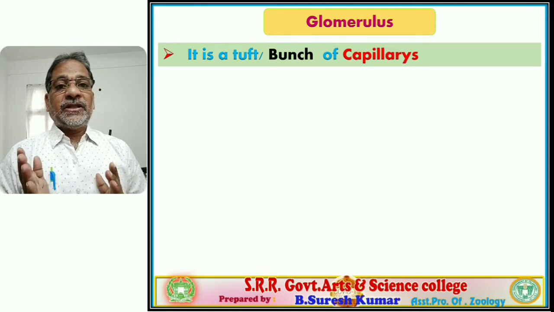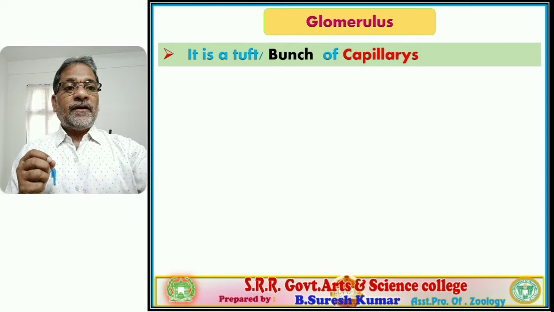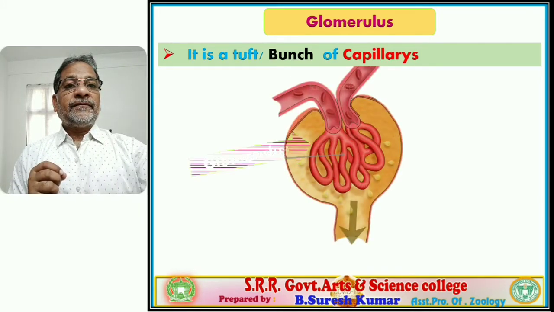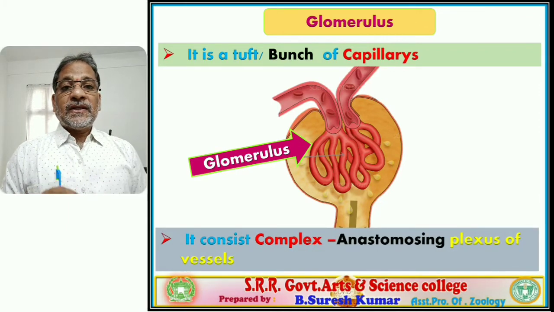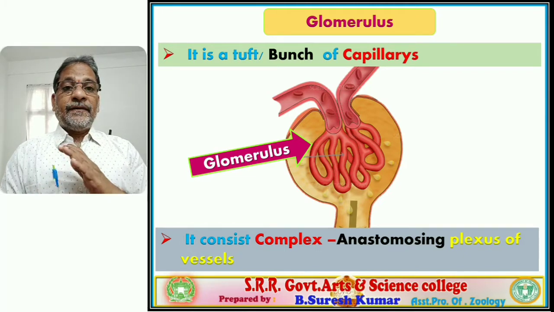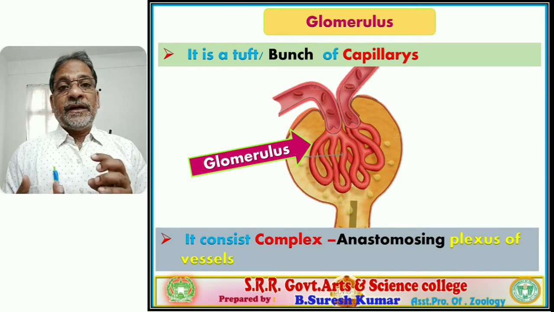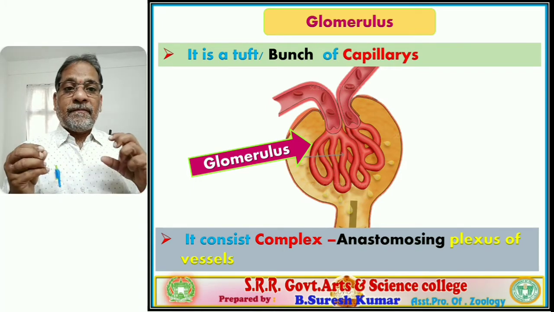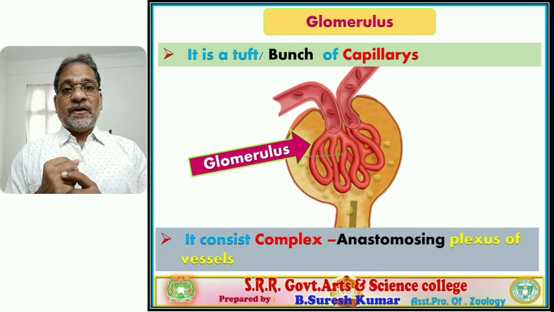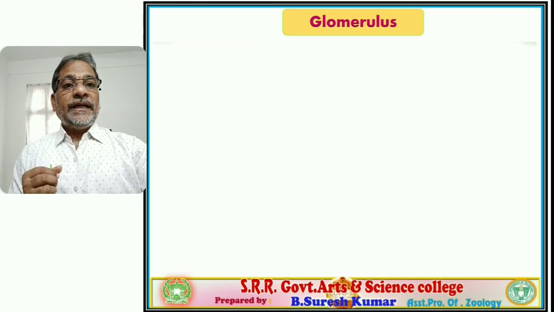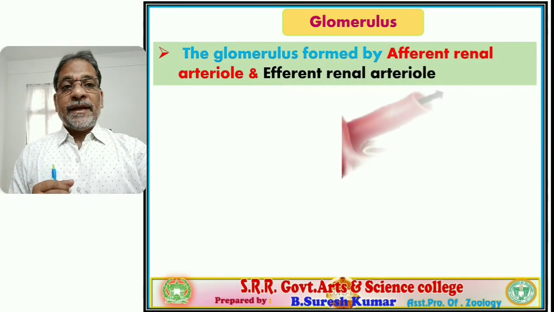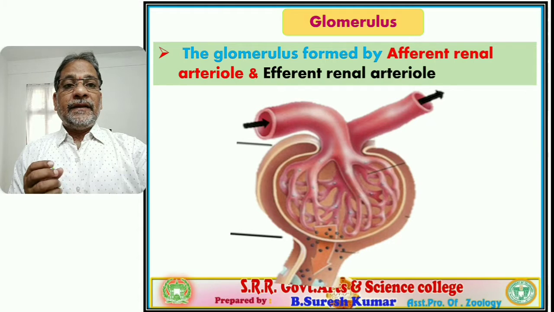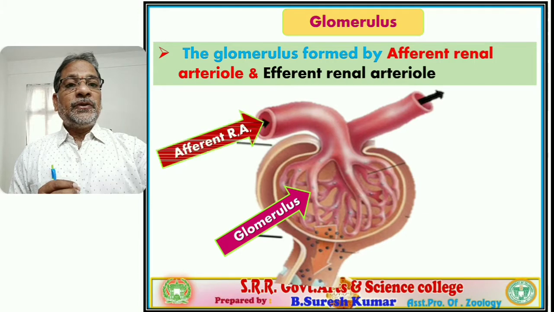It is a tuft or bunch of capillaries. Followed? It is a bunch of capillaries. So you verify this is glomerulus. It consists of a complex anastomosing plexus of vessels, so it never contains isolated loops. The glomerulus is formed by afferent and efferent renal arterioles. So it is formed by two arterioles.